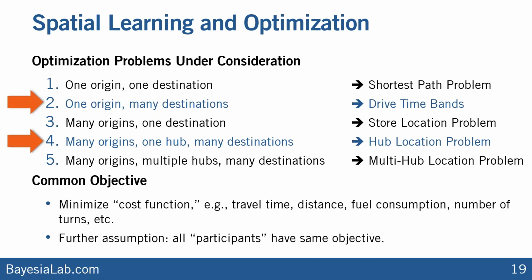And furthermore, we assume that all participants in this system have the same objective. So we're looking for the shortest path, and the person who wants to travel has the objective to go on that shortest path as opposed to taking the scenic route. So that we're all on the same page here.